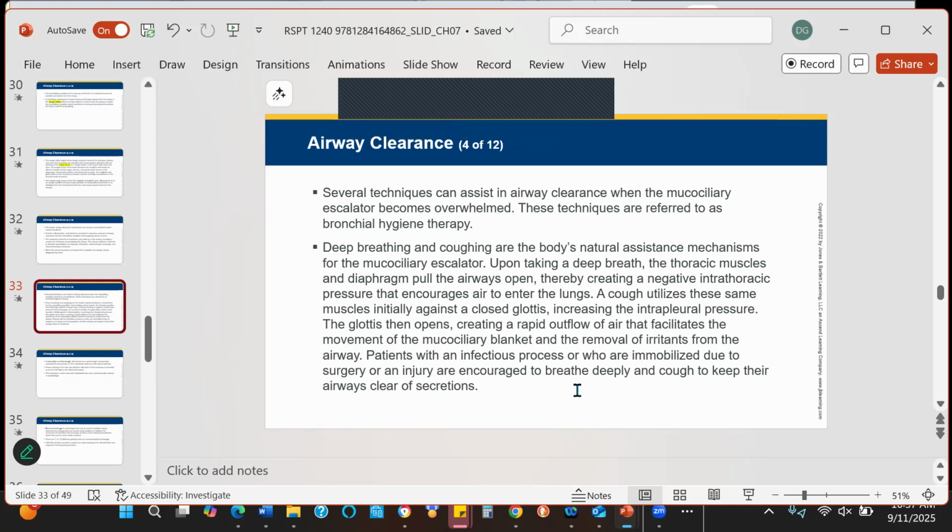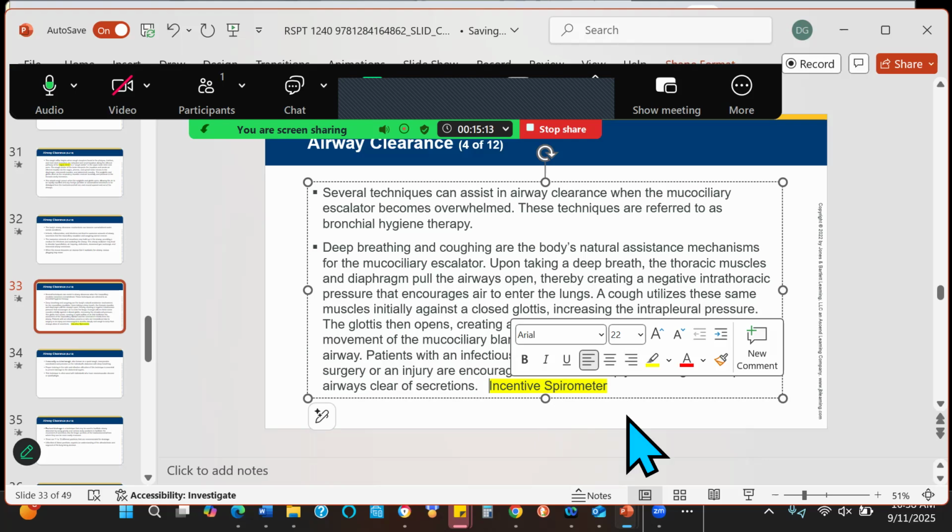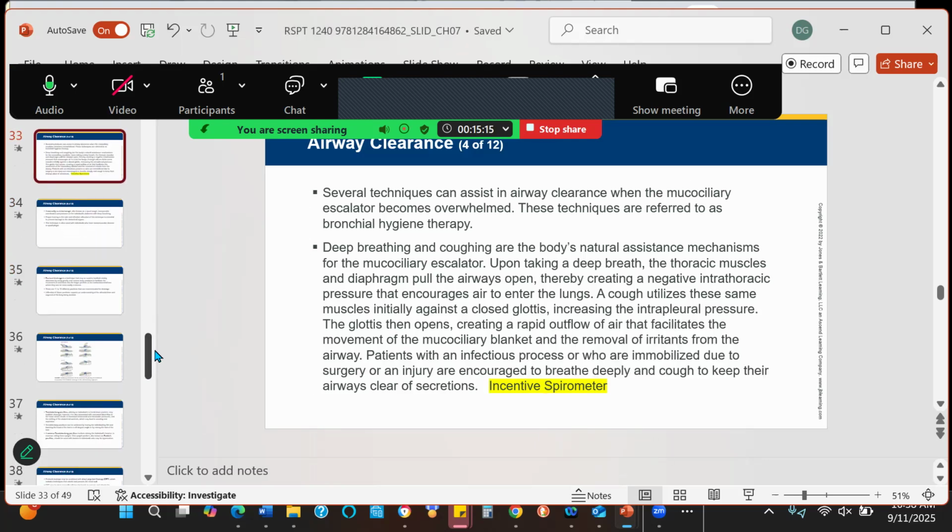You're going to utilize a thing called an incentive spirometer. It's sort of a respiratory exercise device, and that incentive spirometer will help the patient to take deep breaths and get the secretions out.